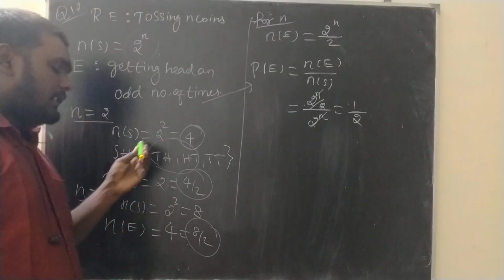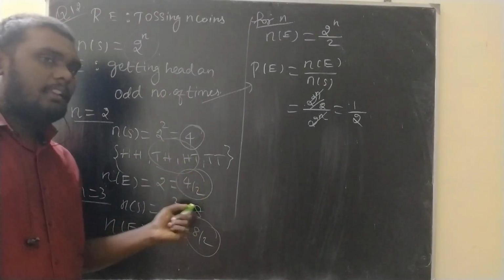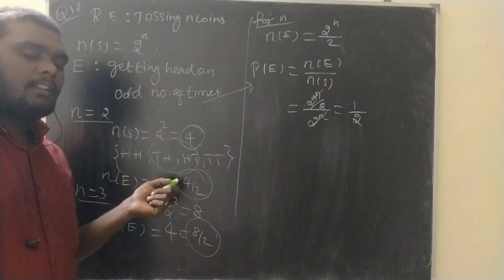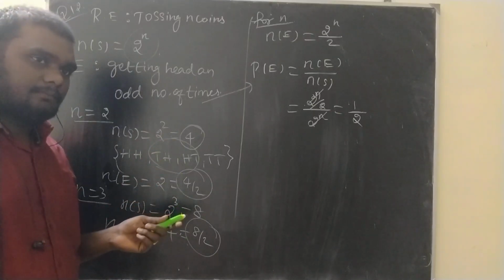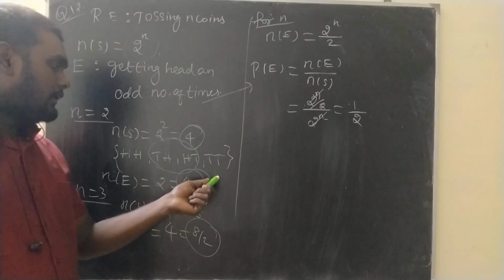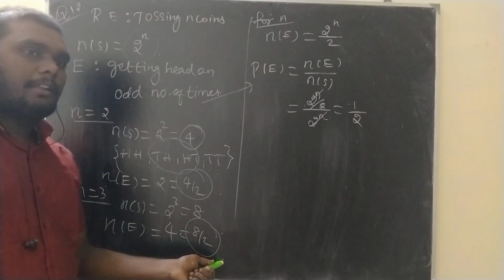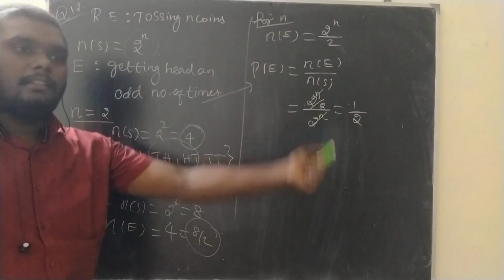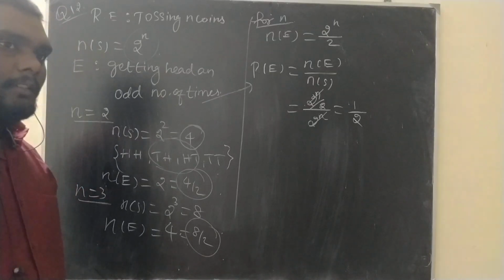Or else, by the same induction, instead of calculating n of E and relating it with all this, you can calculate the probability itself. Either way, we will get 1 by 2. Here also we will get 1 by 2. There also we will get 1 by 2. So we can conclude that for n also we will get 1 by 2.